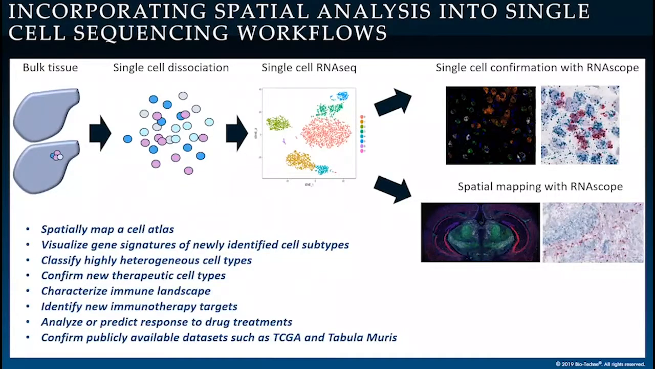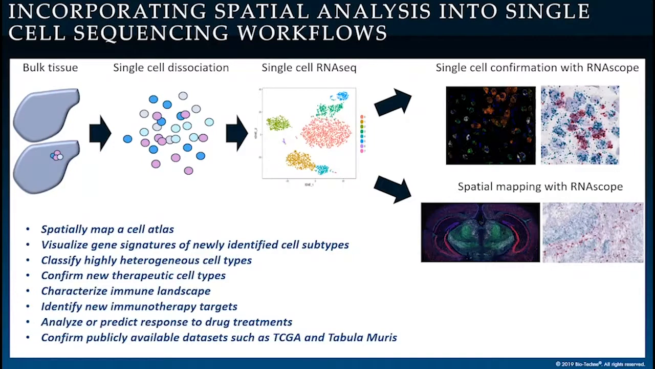Now, let's go into how customers are incorporating RNAscope into their single-cell sequencing workflows. As you all are familiar, current single-cell transcriptomic studies utilize dissociated cells, which results in the loss of spatial organization of the cell population in a tissue context. Hence, validation and spatial mapping of single-cell analyses can be obtained using assays that retain the spatial organization, such as the RNAscope in situ hybridization assay.